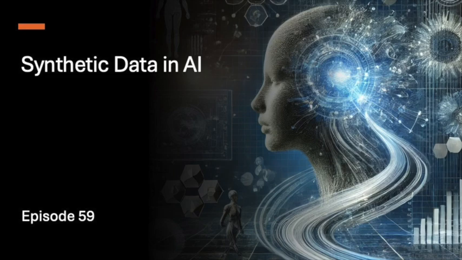Well, synthetic data is essentially information that's artificially created to mimic real-world data, but without all the privacy headaches that can come along with real data. Okay, so it's like a digital stand-in for the real deal. Exactly. But how do you create it? Is there some kind of secret AI recipe?